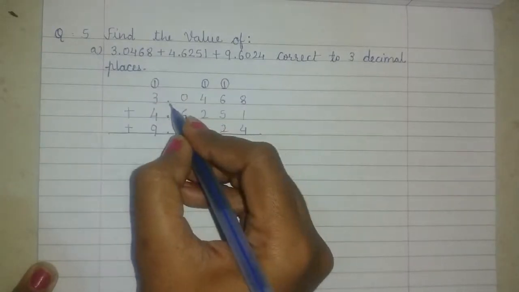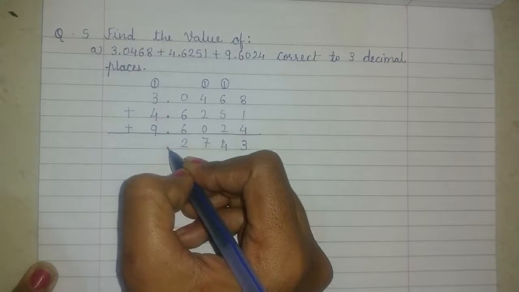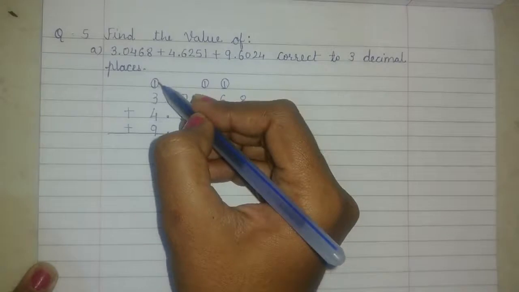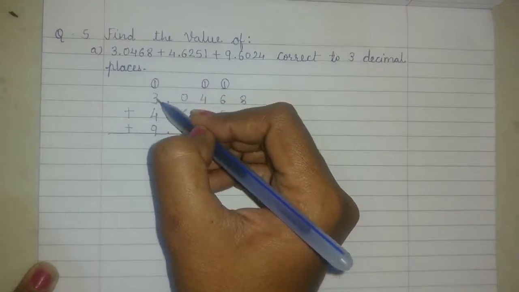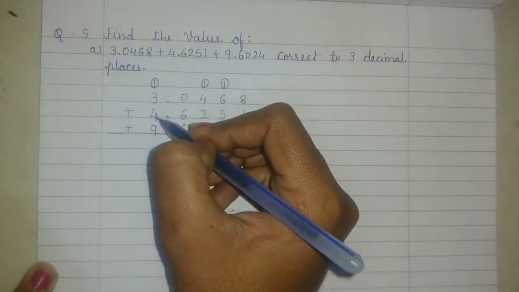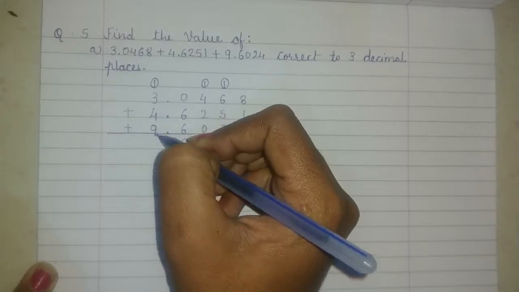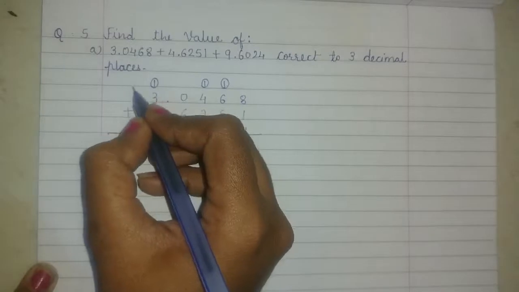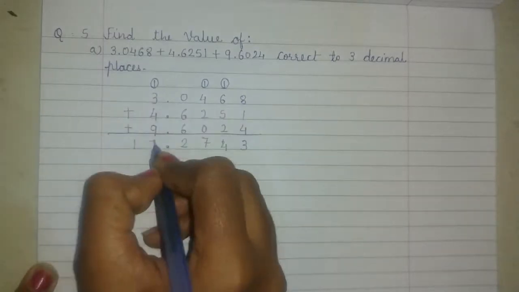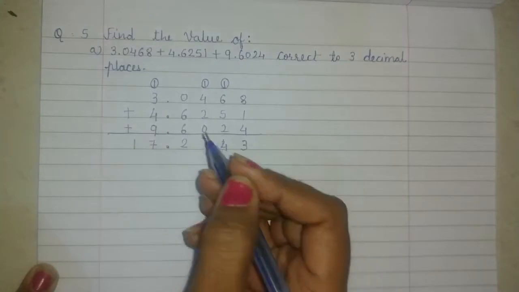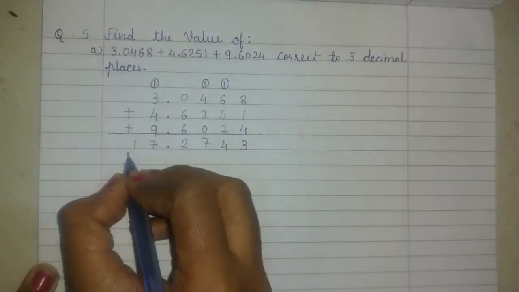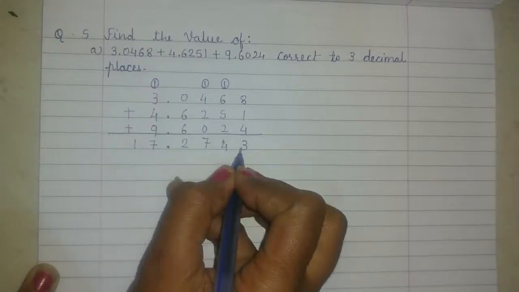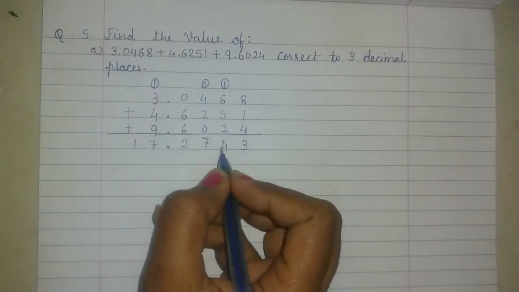Now here what is there? Decimal. So we'll keep the decimal point here. Okay. Now let's add these numbers. 1 plus 3 is 4, 4 plus 4 is 8, and 8 plus 9 is 17. So here we cannot keep a carry anywhere. So we'll write over here 17. Okay. So students, what did we get over here? Addition: 17.2743.